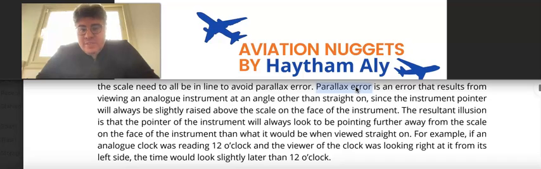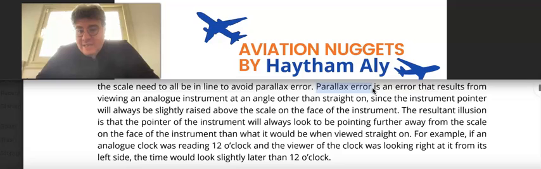Regarding the consideration when the pilot reads the instruments inside the aircraft, they need to be in a perpendicular sight or direct sight to the instrument. If they are at an angle to the instrument that they are reading from, a parallax error may be initiated.